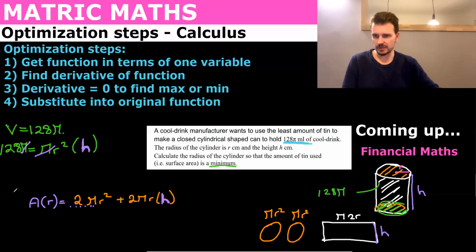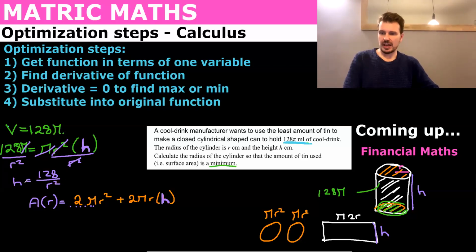So we're going to do another one of these because this is probably the trickiest bit of these optimization questions. The pi's cancel, and I can divide both sides by r squared. The r squareds cancel, and then I get h equals 128 over r squared. Now I know that h is 128 over r squared. I can put that in here.